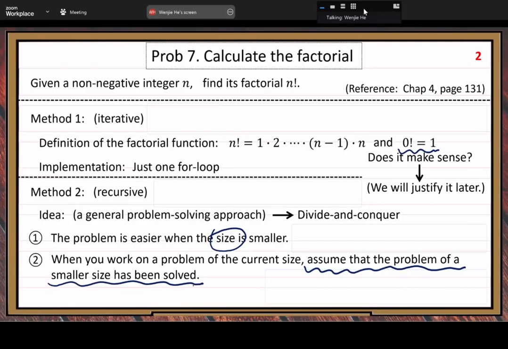This assumption is special. In this recursive thinking, this step is special. Assumption. That is the hard part of the recursive process. Typical recursive process.